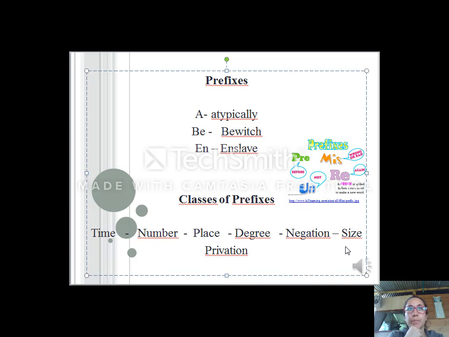There are three prefixes. They are called unproductive. These are A, B, and M. For example, atypically, bewitched, and elsewhere. They are called unproductive because they come from other languages and are not currently used to form new words.